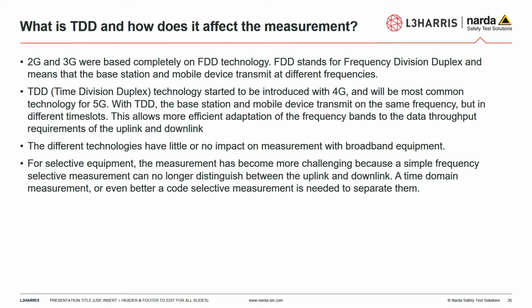In TDD, the base station and the mobile unit transmit in the same frequency band, but at different times. These time slots can thus be adjusted to the data throughput required. The use of FDD or TDD has very little, if any, effect on a wideband field strength measurement. TDD technology does, however, present a very real challenge for frequency selective measurement. A simple frequency selective measurement cannot distinguish between the uplink and the downlink if the time domain is not considered at the same time. Code selective measurement is a better solution here.